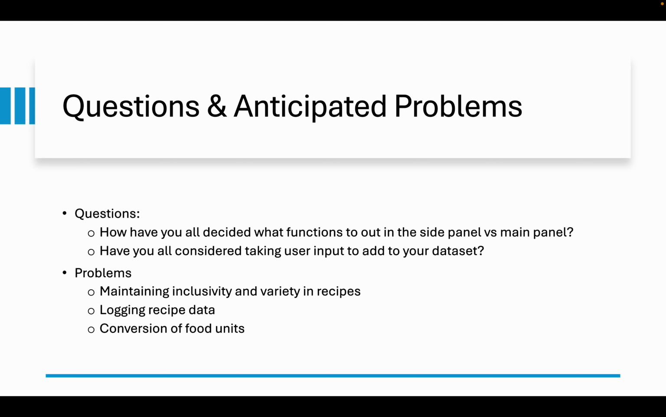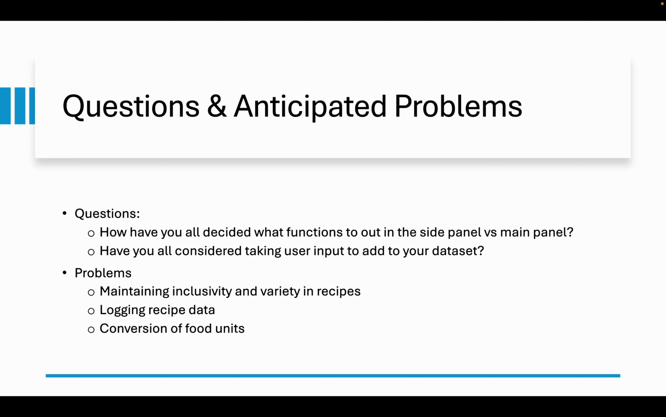I'm also trying to figure out if you all considered how to take user input to add to your data set. My goal here is to allow users to input new recipes as they find them, or even social media people who want to input recipes and have a platform for them, being able to take that information in and make sure that it aligns with the data set and doesn't mess up my data. So if you all have considered any of that, let me know what you thought.